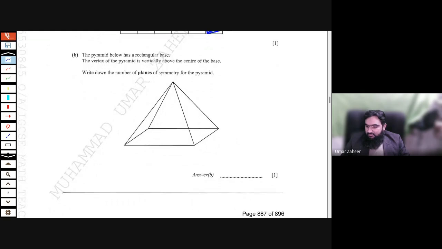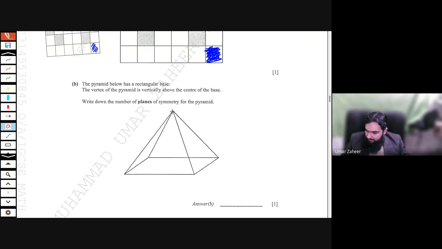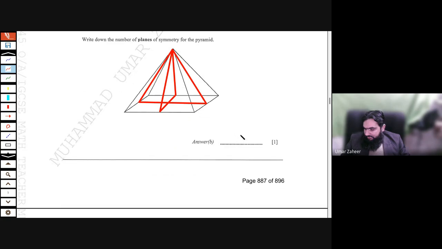Yes, sir. All right, the pyramid below has a rectangular base. The vertex of the pyramid is vertically above the center of the base. Write down the number of planes of symmetry for the pyramid. Yes, we have to talk about the planes of symmetry. Sir, the one that divides the back half and the front half. Sir, two. It is 2. And which are they? That halves the rectangle. In the same way, it is going to halve it this way as well. You are correct. We have 2.